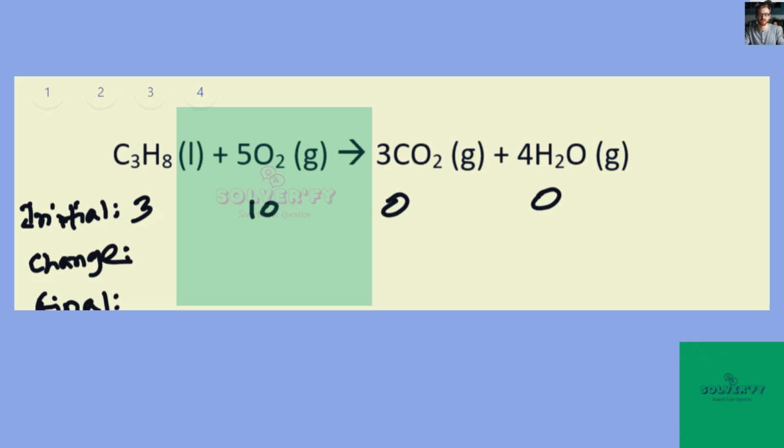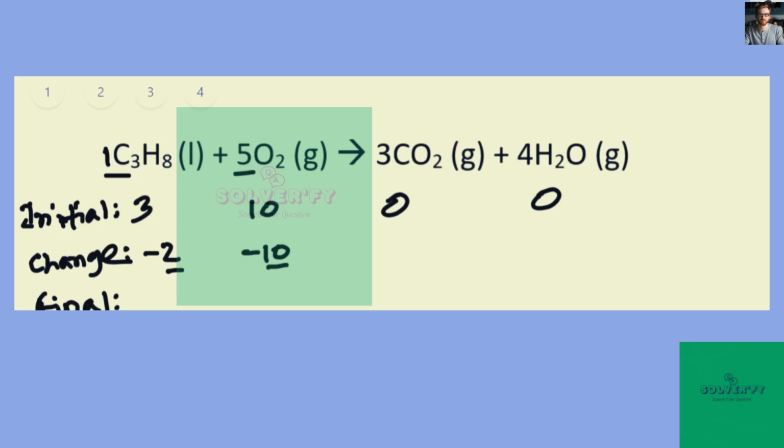The changes, so as we have said, the limiting reactant will be completely consumed. That means the change in oxygen will be 10. That means all the 10 oxygen molecules will be consumed, and this 10 oxygen will react with 2 propane. Since one propane reacts with 5 oxygen, that means with 10 oxygen, 2 propane will react. That means the change in propane will be minus 2 and change in oxygen will be minus 10.